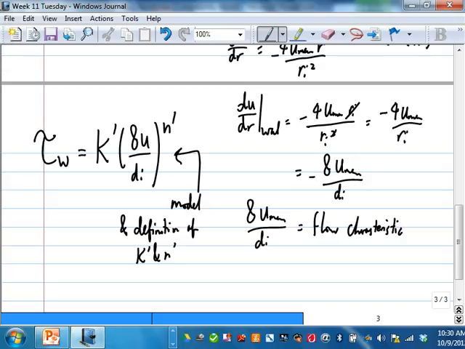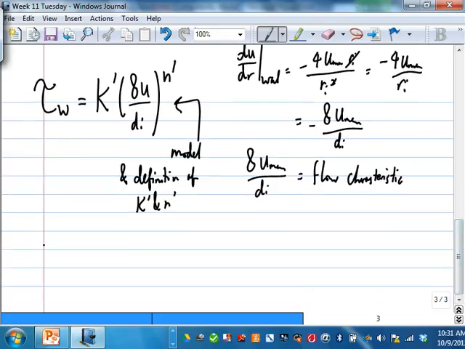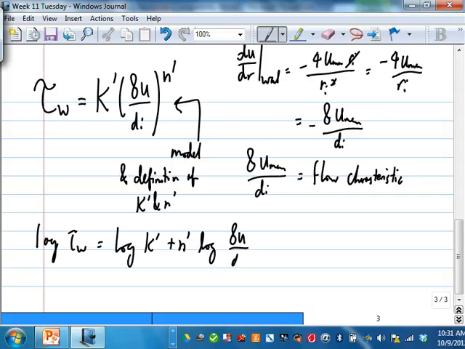For pipe flow, we can measure the shear stress on the wall because we measure pressure drop. We can measure 8U over Di because we can measure flow rate quite easily. So we just assume that it behaves like this for any particular situation, and we can plot that. How do we plot that? Well, we take log of both sides. Log of shear stress at the wall equals log K prime plus N prime log 8U over Di.